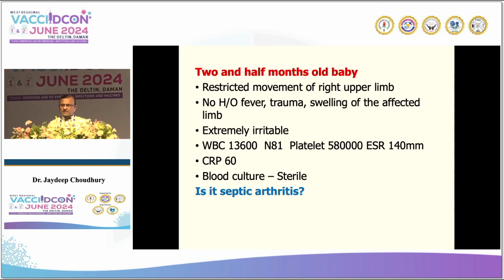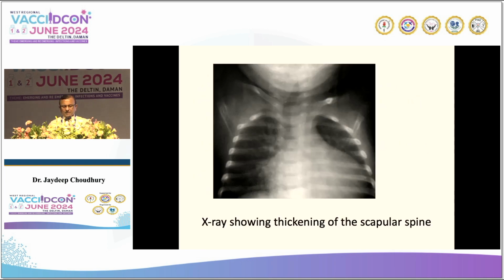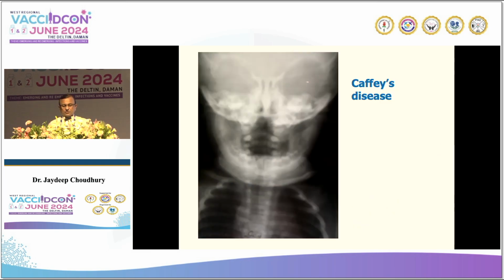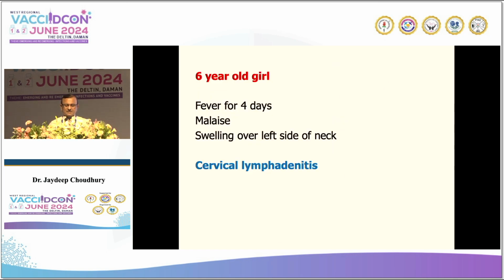Is it septic arthritis? The doubt should always be there. But here you see there is thickening of the right scapular spine. And MRI was done, you can see the diffuse thickening of the cortex. So this is Caffey's disease. So that may often mimic a septic arthritis.